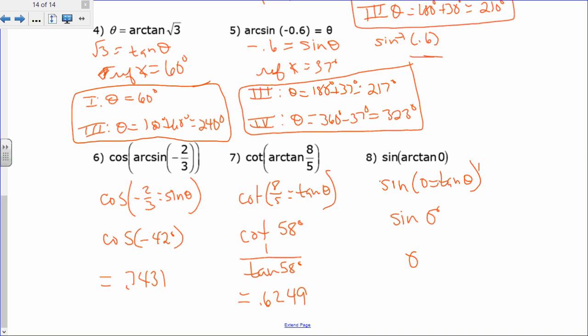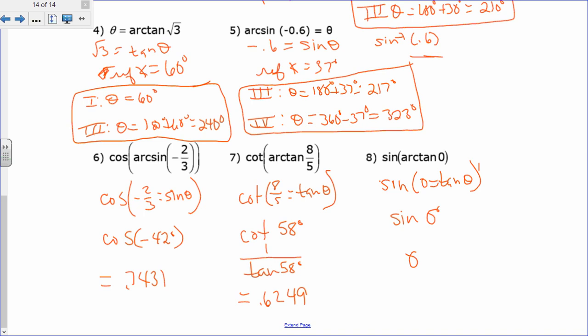All right, the last three problems are a little bit different because they have two trig functions in them. So I have cosine of the arcsine of negative 2/3. I'm going to deal with what's inside my parentheses first and rewrite it as negative 2/3 equals the sine of theta. On my calculator, I'll do second sine of negative 2/3. This time, when it's two trig functions, you can actually use your negative, and you'll get negative 42 degrees, rounding to the nearest degree. Then you hit the cosine of negative 42 degrees, and you get 0.7431.